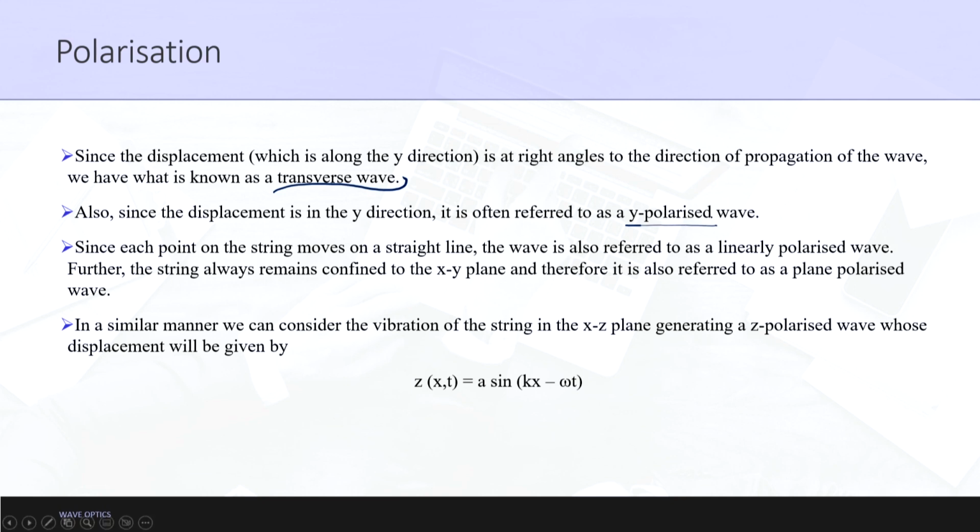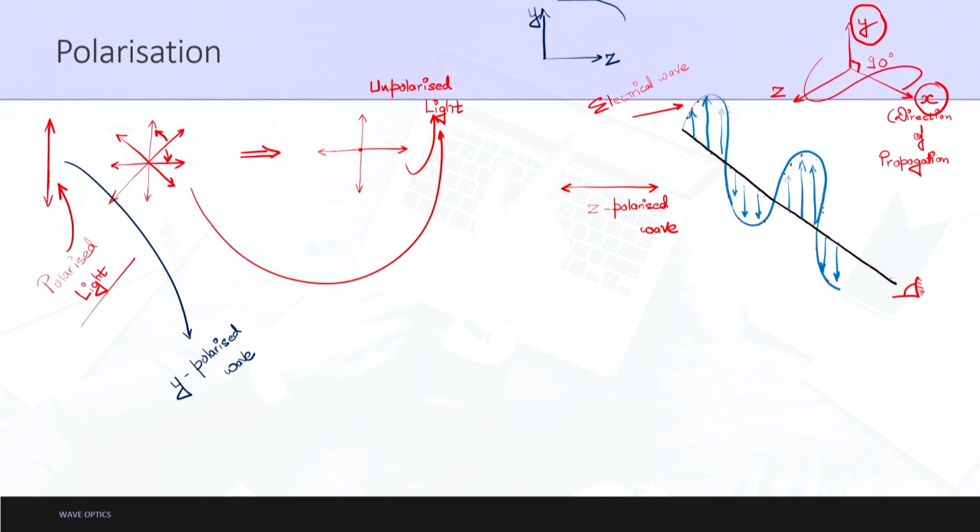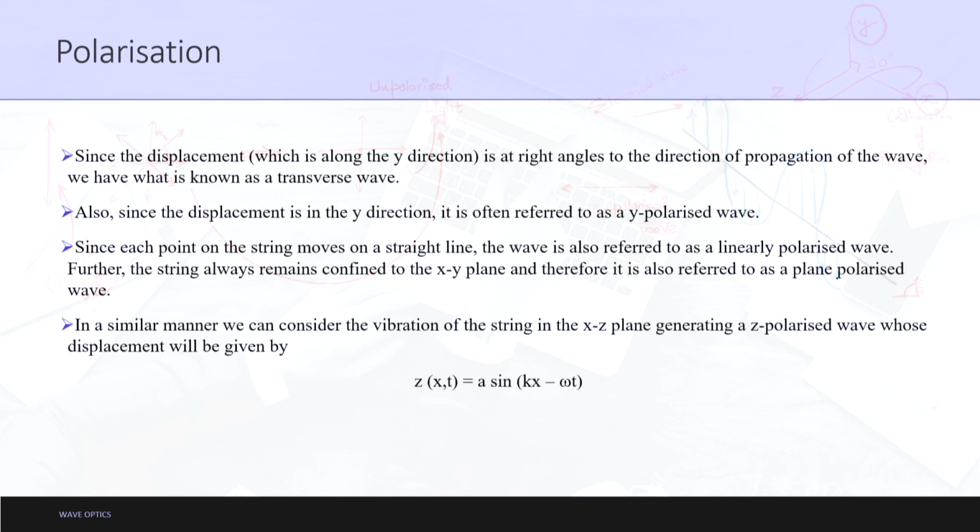The next concept was regarding the plane polarized wave. Further, the string always remains confined to the xy plane. First of all, since each point of the string moves on a straight line, the wave is also referred to as a linearly polarized wave. So, this was the concept I explained to you using these dots. As you can see, if these dots are viewed, let us say, from above or below, then that can be called a linearly polarized wave. That is why the name suggests that it is a linearly polarized wave.